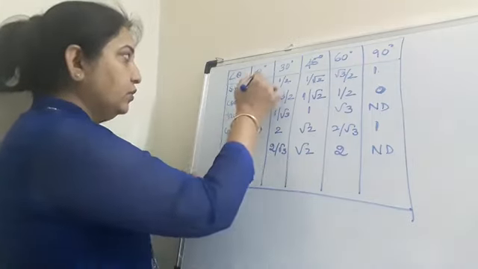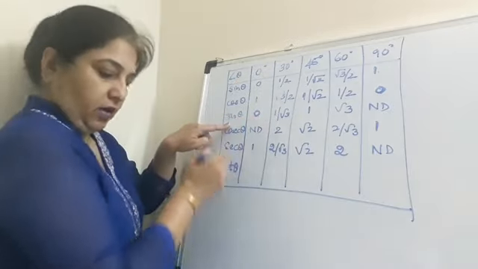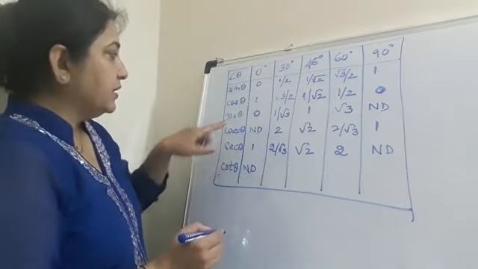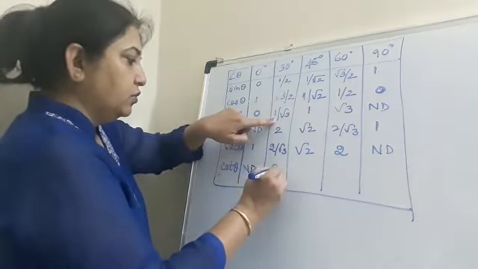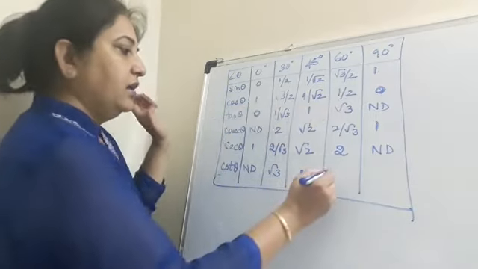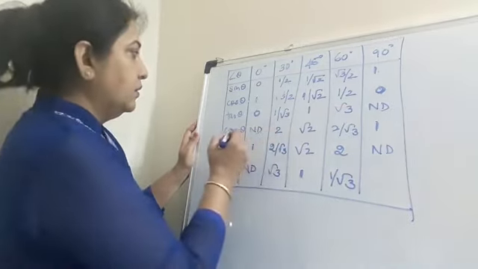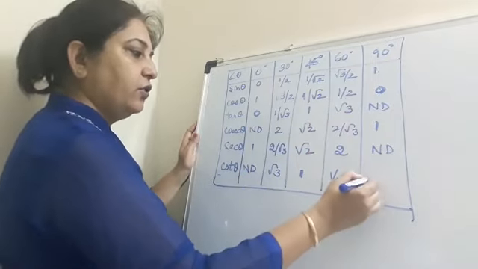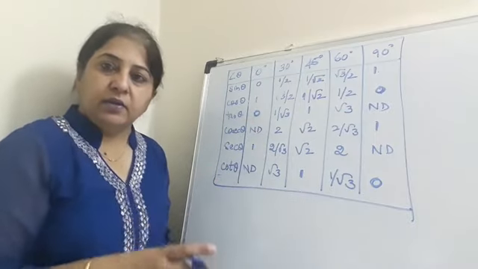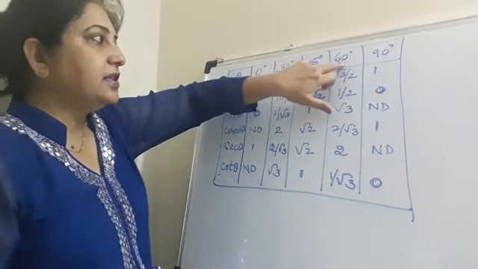Now cot of 0 will be the inverse of tan. Tan of 0 was 0 upon 1, now 1 by 0. So 1 by 0 is not defined. Then tan theta was 1 by root 3, now cot is root 3 by 1. This is 1 upon 1, so the same 1 upon 1. This will be 1 by root 3, and the last one, tan theta is not defined, and the opposite of not defined is 0. So this is how we study the table of the trigonometric ratios of those specific angles, that is 0 degree, 30 degree, 45 degree, 60 degree and 90 degree.